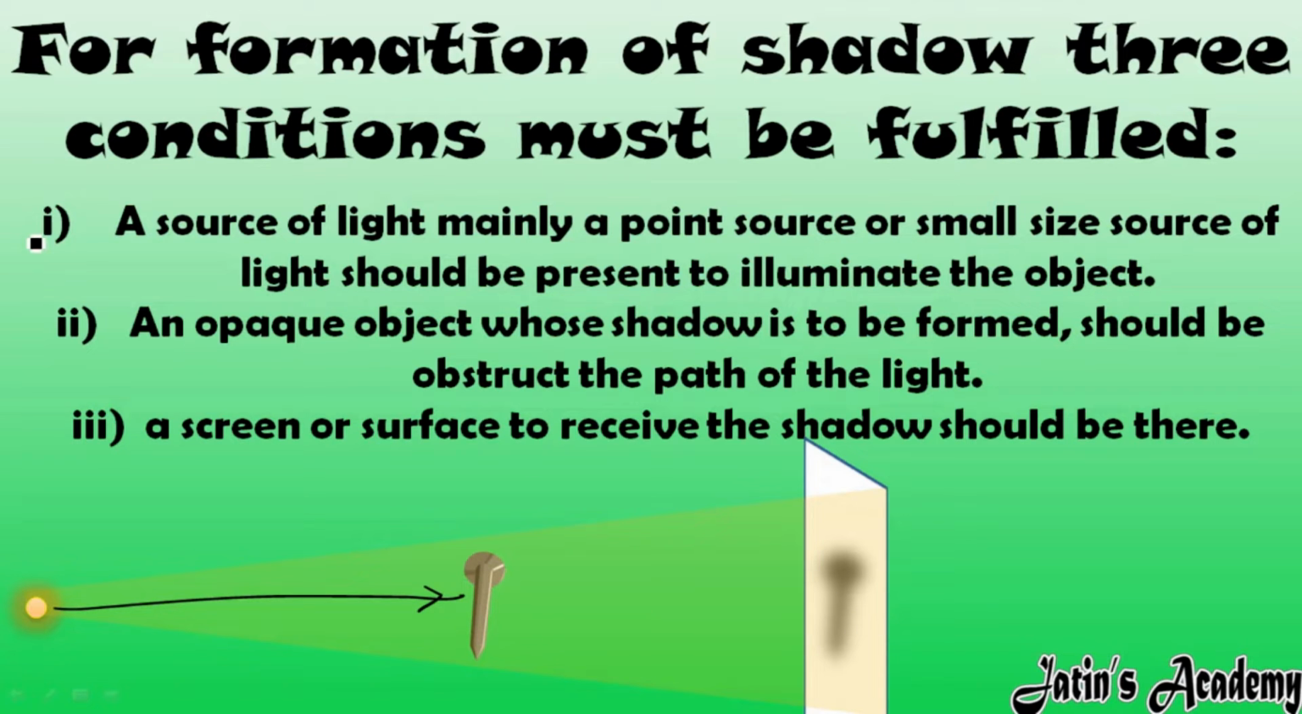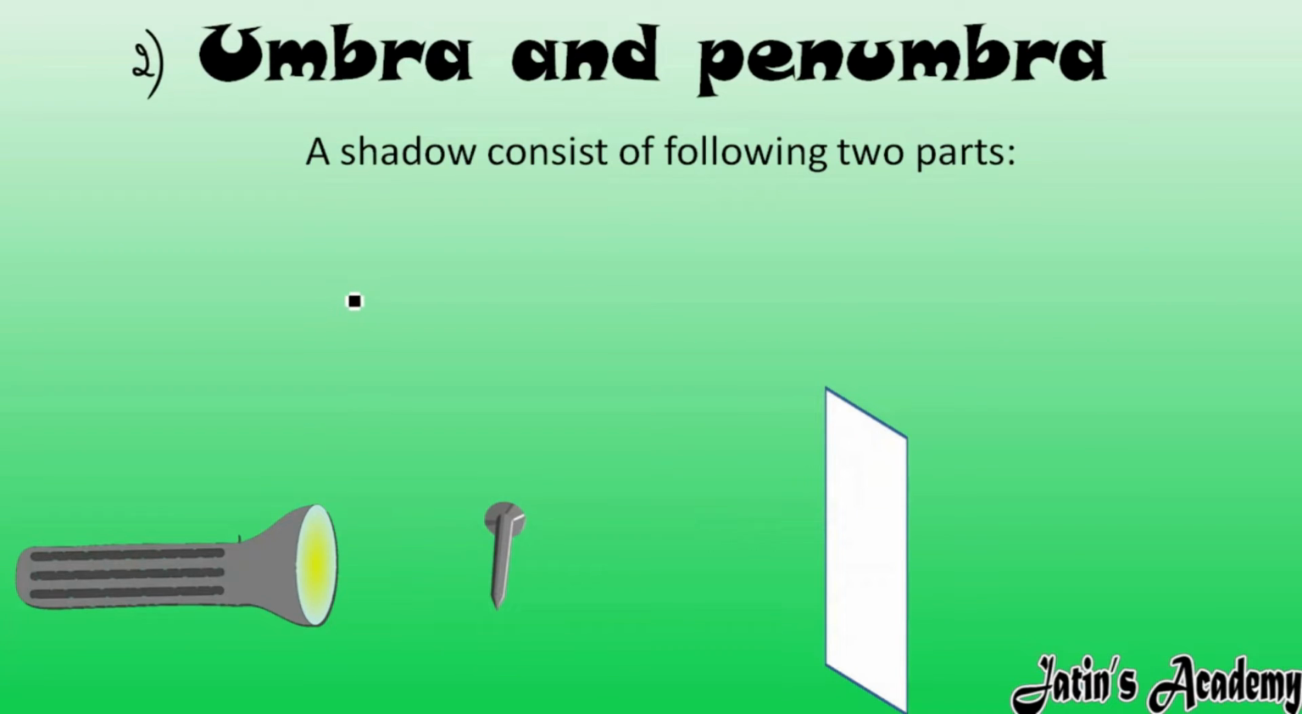So three conditions must be fulfilled. Only with these three conditions will the formation of a shadow occur, otherwise no shadow is there. So now we have studied the shadow. Actually, whatsoever shadows are there, those shadows always contain two parts. What are those two parts?